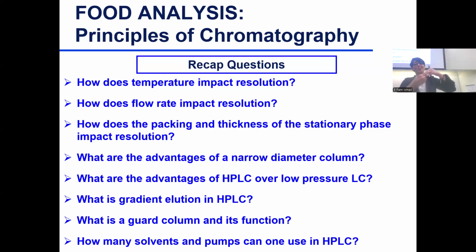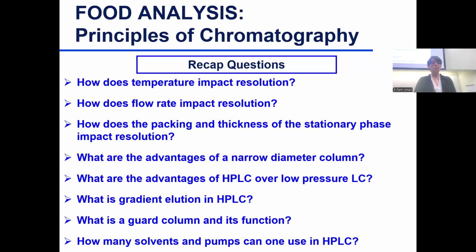Narrower and longer. The longer your column is, the more theoretical plates you have, more room to interact and separate. And the narrower it is, the less packing material the compound has to spend time on in the column. So we talked about HPLC being more advantageous than low pressure because you have better resolution, it's faster, and the column usually can last. You don't have to pack and repack and repack. So yeah, we talked about that.